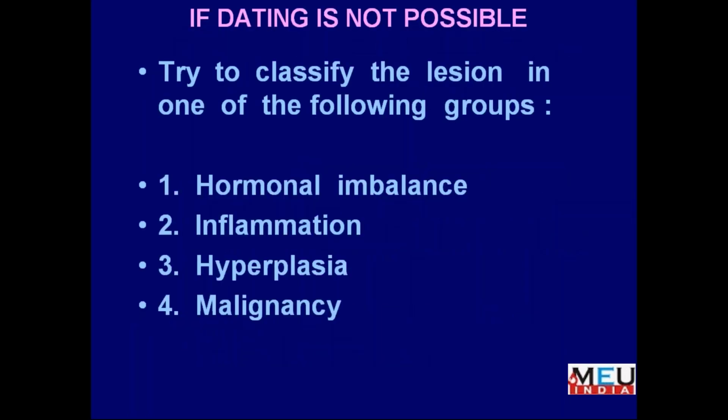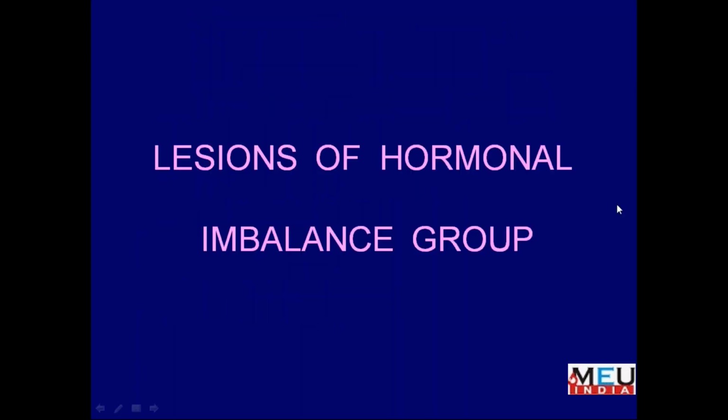If dating is not possible, then try to classify the lesion in one of the following groups: hormonal imbalance, inflammation, hyperplasia, or malignancy. These are the four commonest causes, and this is where our diagnosis will fluctuate. Now, first we take up the hormonal imbalance group.